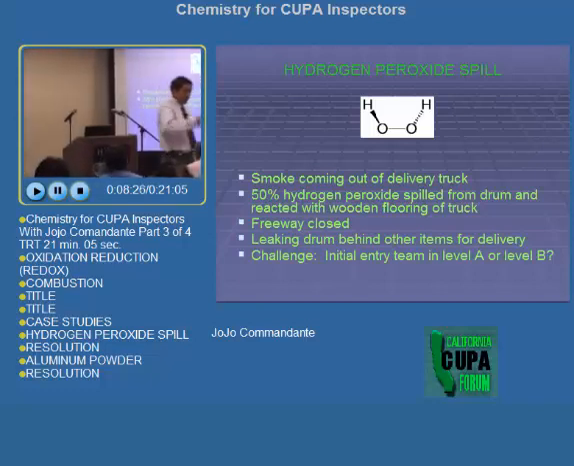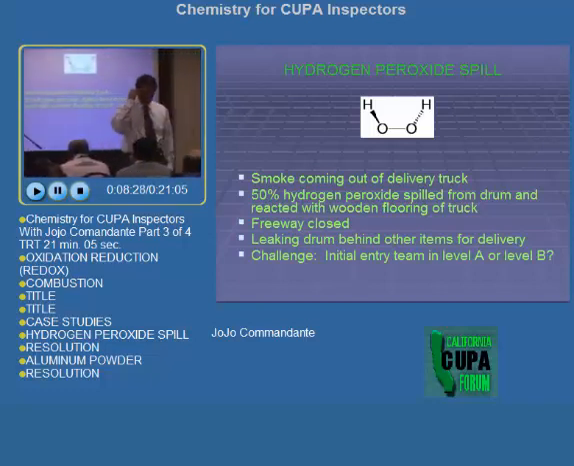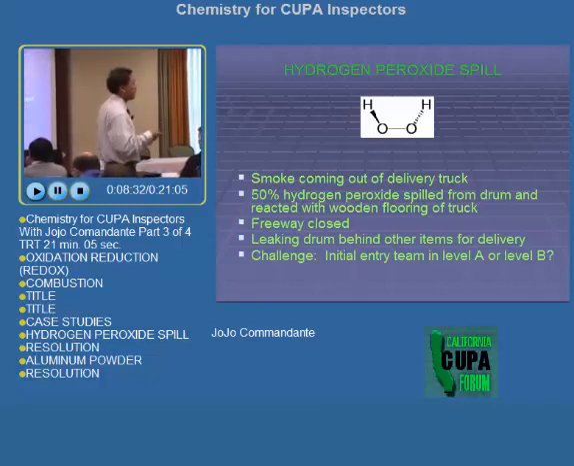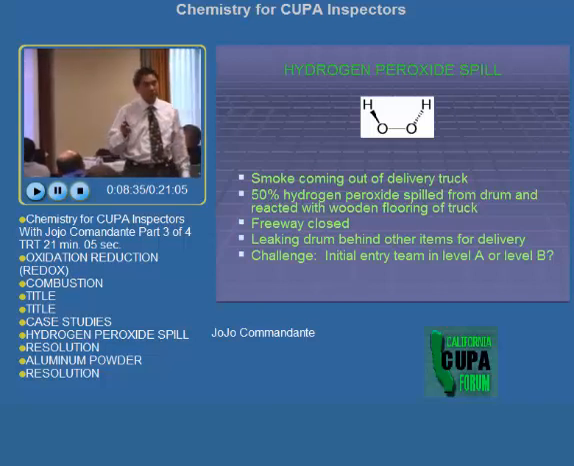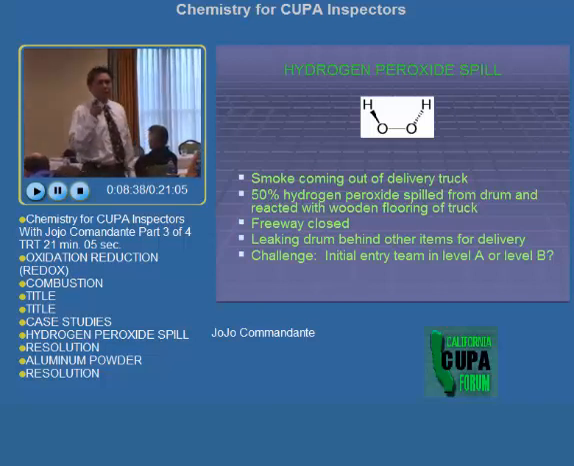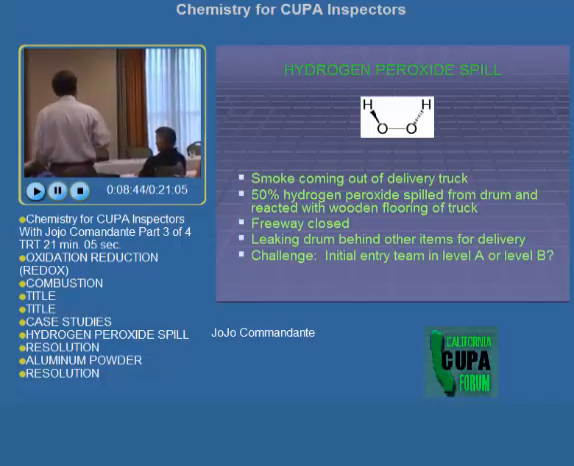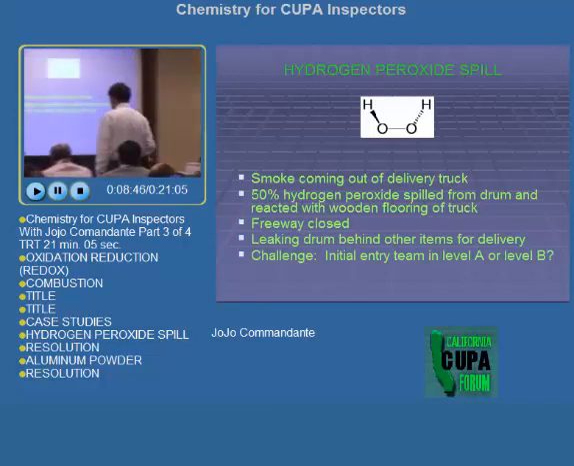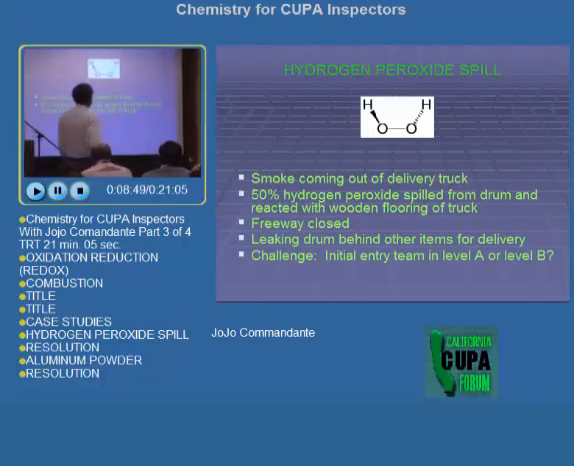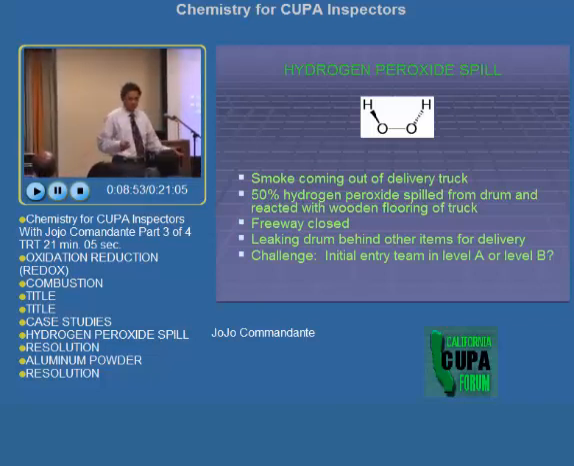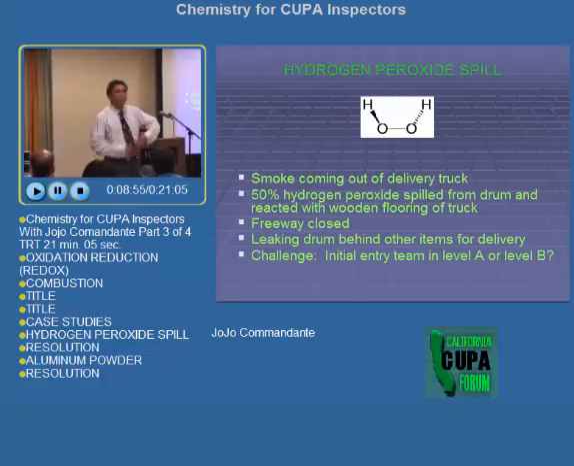Then looking at the shipping manifest, they saw that he was delivering drums of hydrogen peroxide, 50%. 50% is actually concentrated hydrogen peroxide. I don't know if it's a regulated substance. Before, it used to be a regulated substance at 52%. Now this one is 50%, but even so, it's still a very, very strong oxidizer. It spilled from the drum and reacted with the wooden flooring of the truck. The wooden flooring, of course, is organic. It's got carbon and other things.